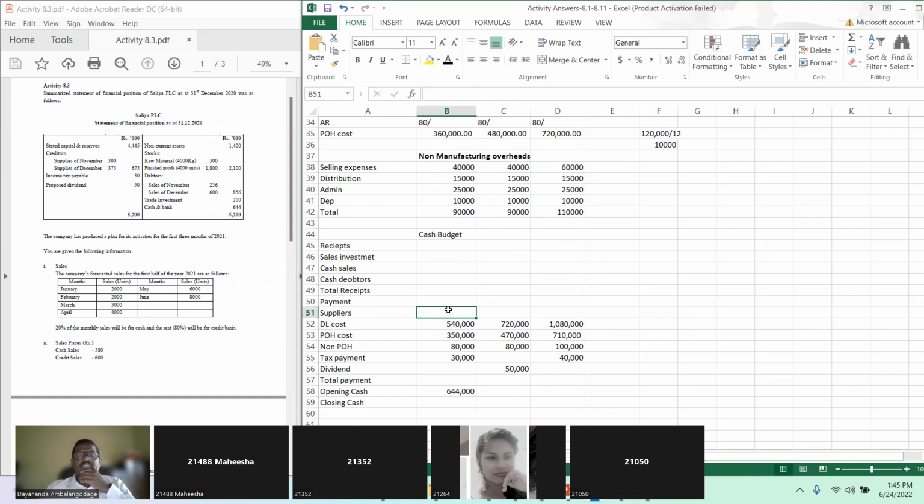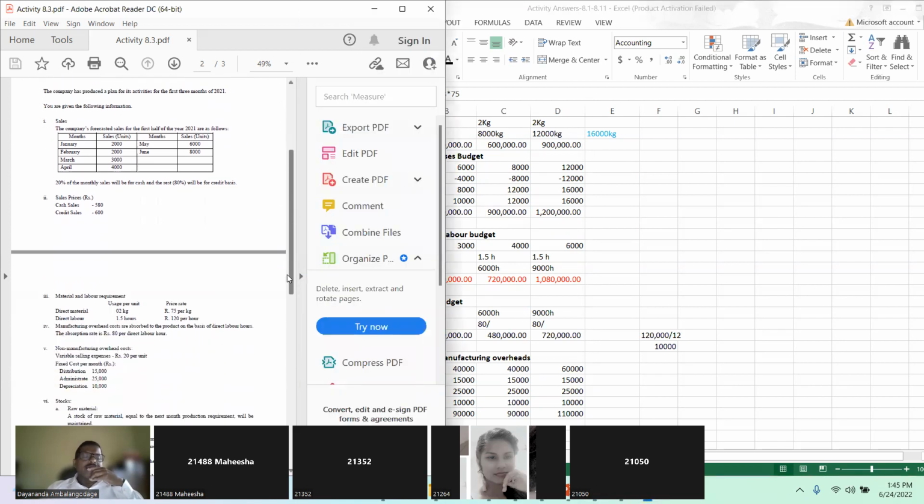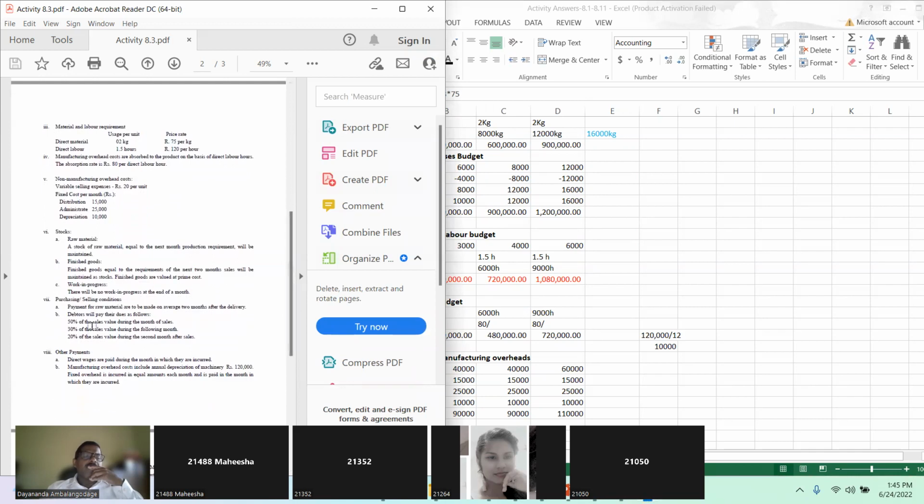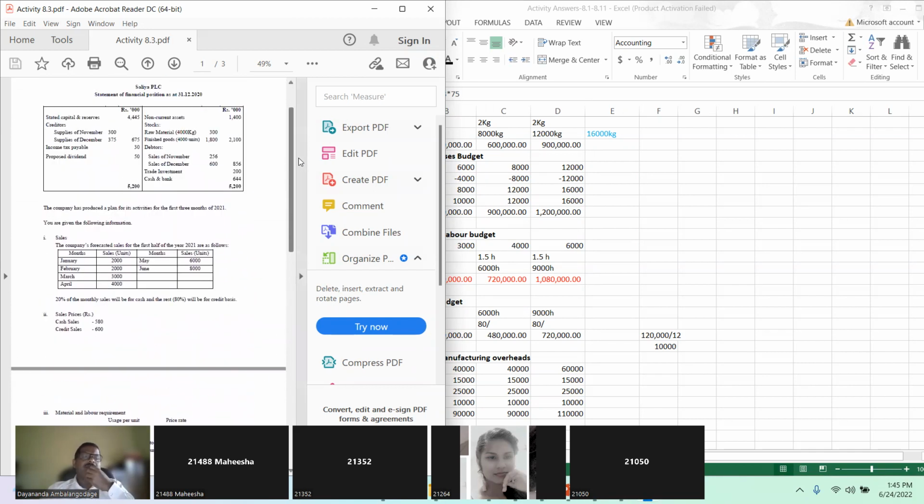Then we can find out the supplier's payment. We need to go to the supplier budget, that is the purchase budget. Just look at this, the purchase budgets. We need to find out what is the policy. Policy is payment for raw material is to be made on average 2 months after the delivery.